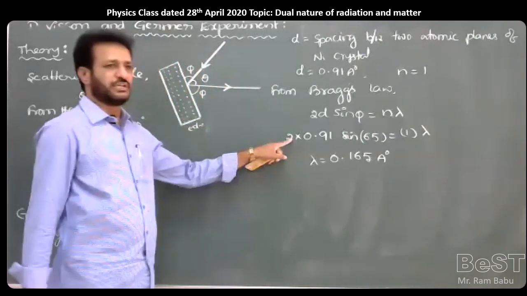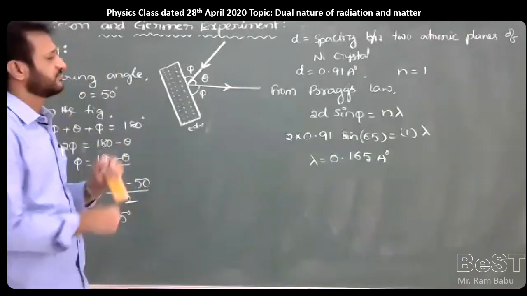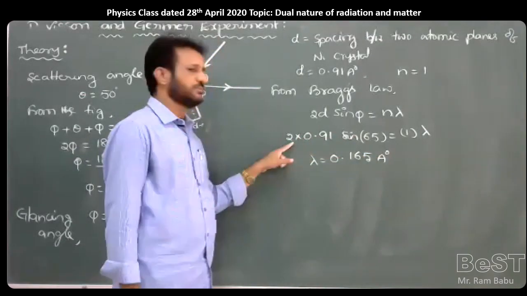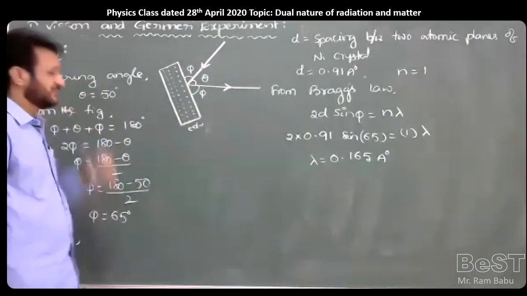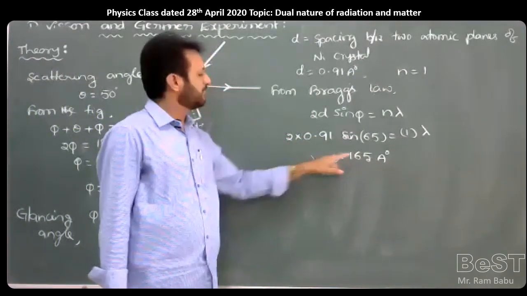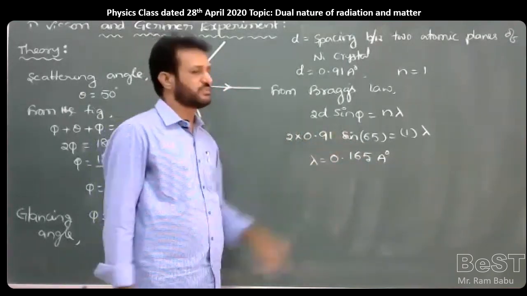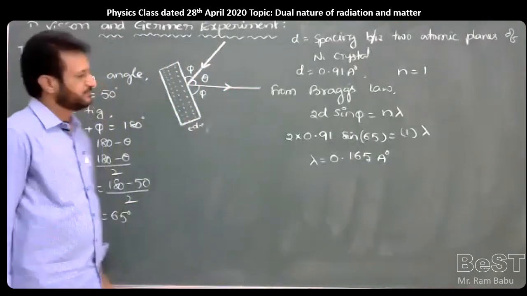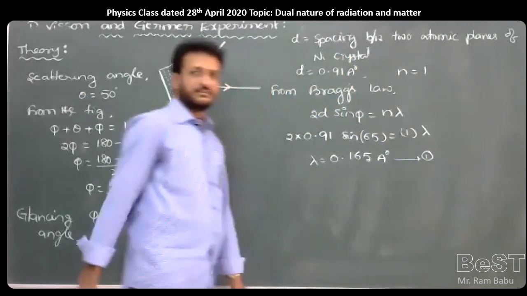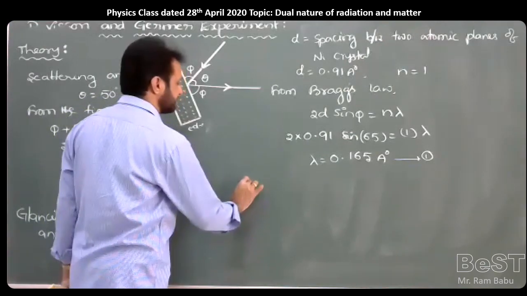Now we can multiply 2 into 0.91 and divide 0.165 by 2 by 0.91. That is the experimental value. Say it is equation 1, calculated by Davis and Germer. But according to de Broglie, I'll calculate it.